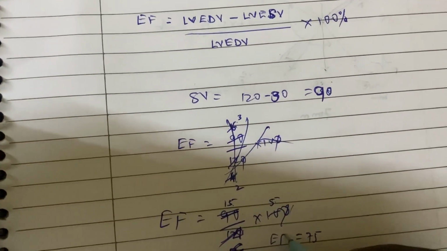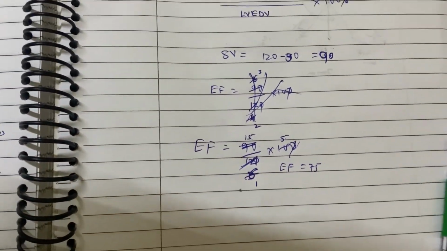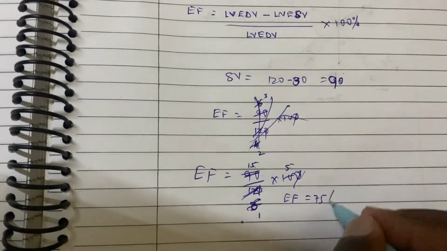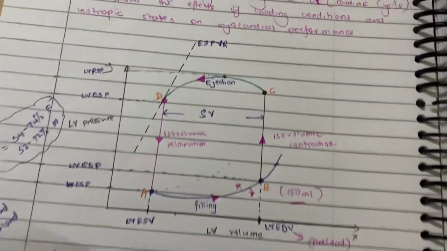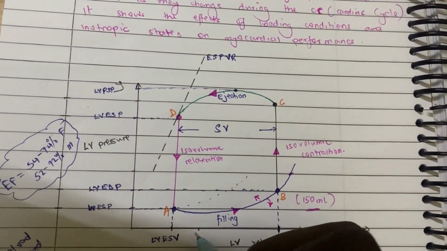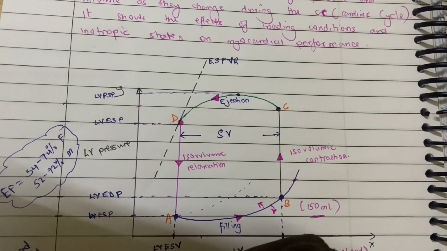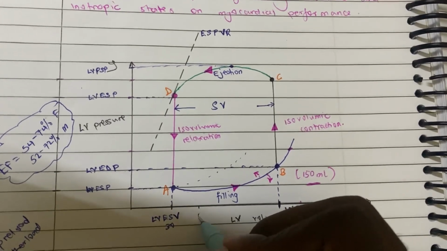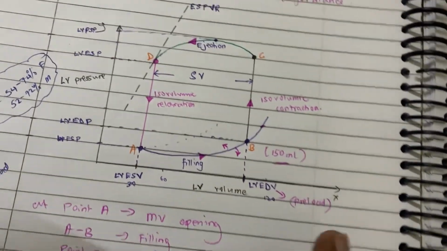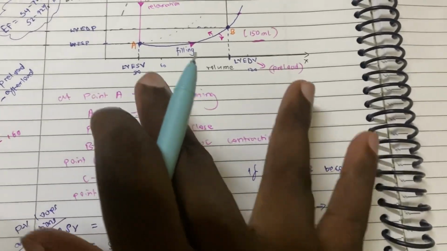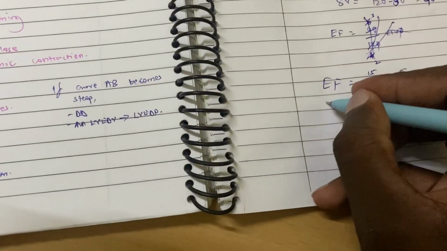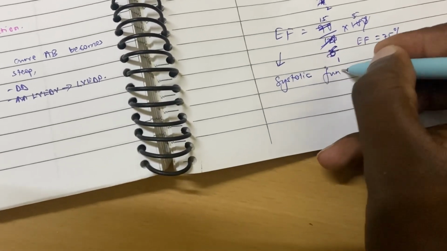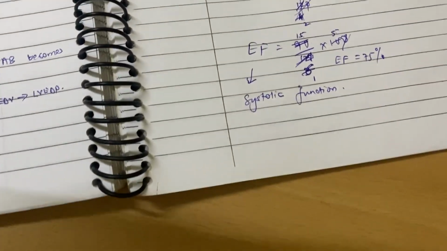So EF, in this case, if LV end-systolic volume is 30 with LV end-diastolic volume of 120, will be 75%. Like maybe when it is here it is 30, here it is 120, and then if it's here it is 60. If it happens like this, we can judge the systolic function. So EF is measuring the systolic function of the heart.